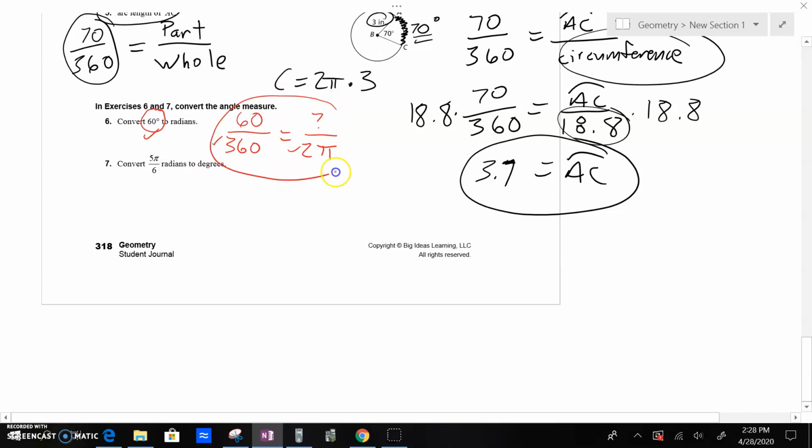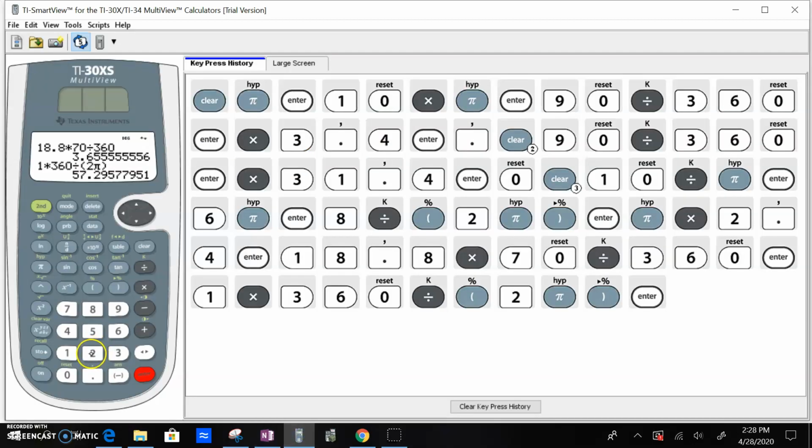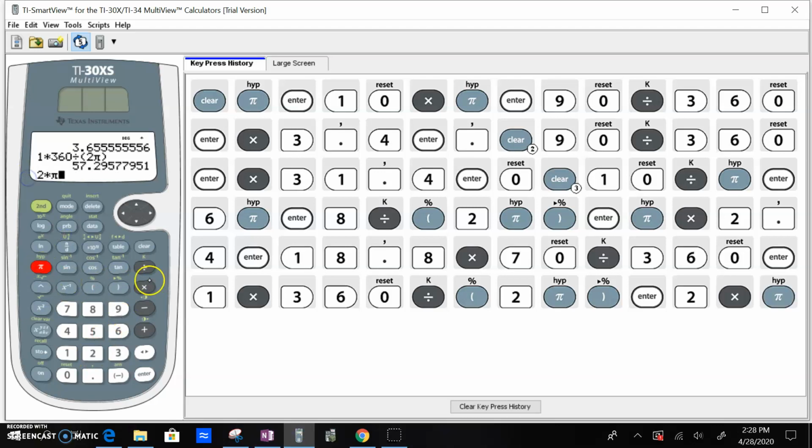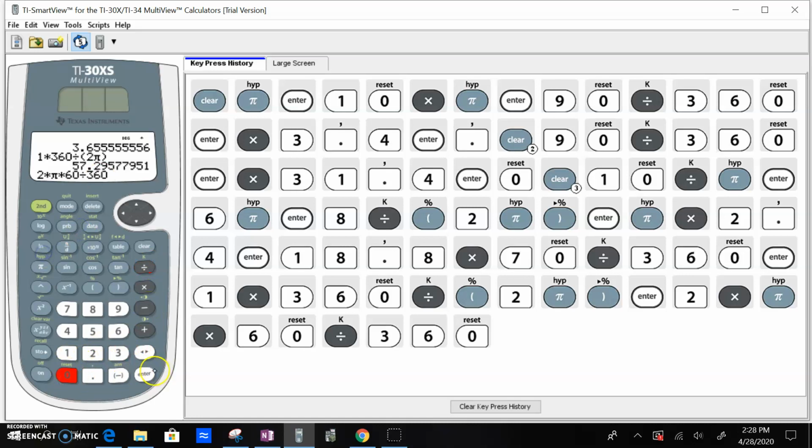It's why I really like this fraction method that the book doesn't use, but it works, and I think it's really effective, because now to solve it, you just multiply both sides by 2 pi. So I've got 2 pi times 60 divided by 360. Pop over to the calculator. We've got 2 times pi times 60 divided by 360. We hit enter, and that's 1.047, or let's call it 1.05 radians.